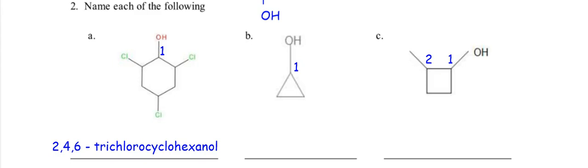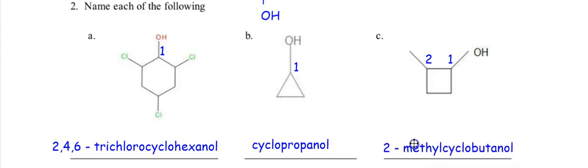So this one is just plain old cyclopropanol. I don't need, again, to put a 1 on it because it's inferred it will be on the 1. And here, again, the OH is on the first carbon, putting the methyl group on the 2. So it's 2-methylcyclobutanol. Let's go to the next page.